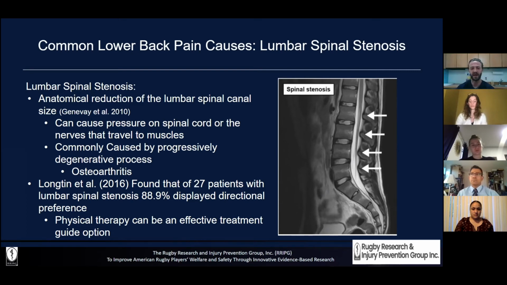And this study in 2016 found that 88% of those in the study displayed a directional preference. My guess would be that was probably primarily for flexion-based exercises, but to be honest, some of them respond well to extension too. So you've got to move the patient. You can't treat based on the image or whatever the diagnosis is. You have to move the patient and see what the effect of that movement is on the patient's symptoms, on all those baselines that we checked earlier.